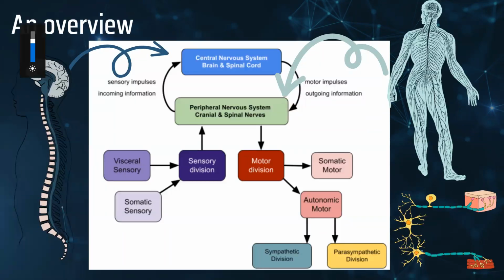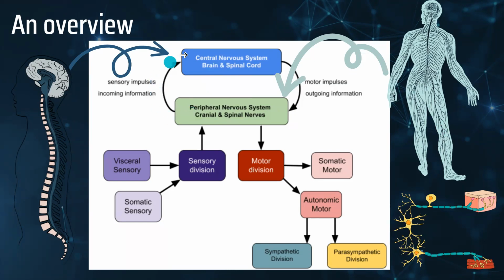All right, so this first slide kind of shows us our divisions of the nervous system. The first thing to point out is our major divisions: the central nervous system being our brain and spinal cord, versus our peripheral nervous system being our cranial and spinal nerves, or basically everything outside of our brain and spinal cord. So that's our two main divisions.